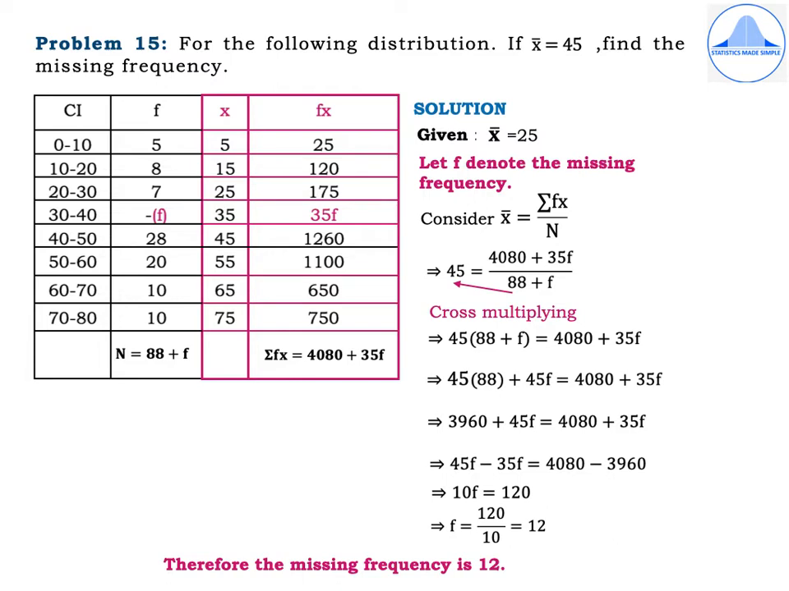You will get 45 into 88 plus f is equal to 4080 plus 35f, or 45 into 88 plus 45f is equal to 4080 plus 35f. Simplifying further, you will get 3960 plus 45f is equal to 4080 plus 35f, or 45f minus 35f is equal to 4080 minus 3960, or 10f is equal to 120. F is equal to 120 divided by 10, which is equal to 12. Therefore, the missing frequency is 12.